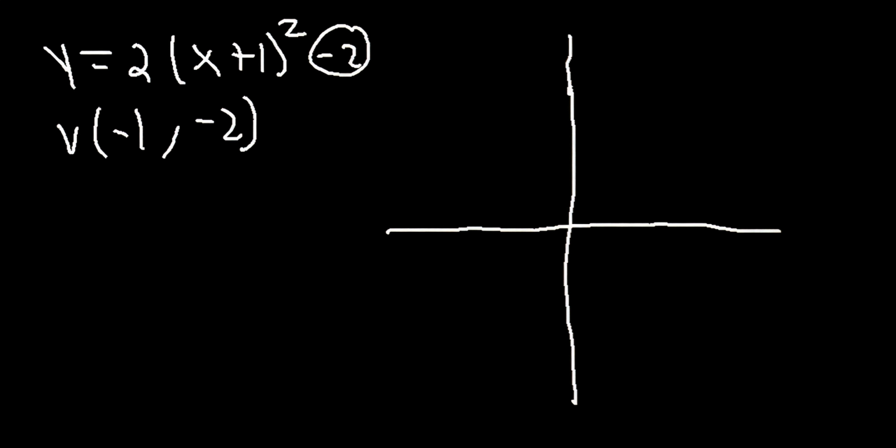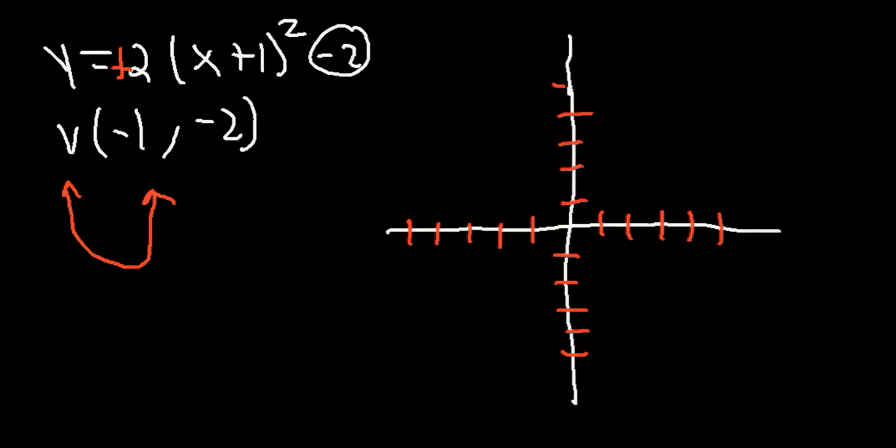So notice that it's +2. So that means the graph is going to open upward. So let's plot the vertex. It's at -1, -2, which is over here somewhere.